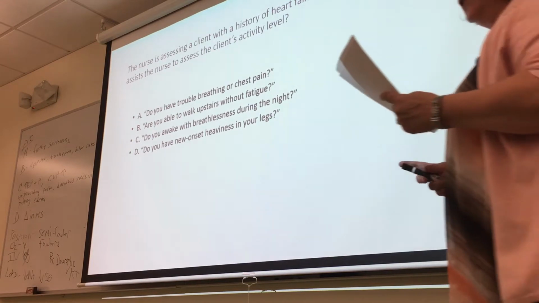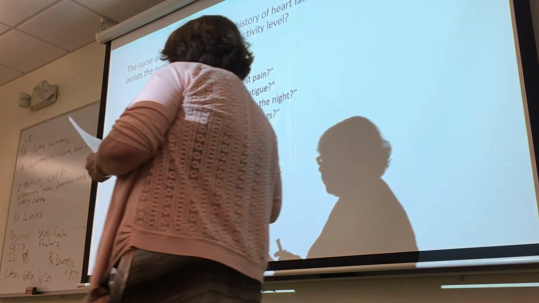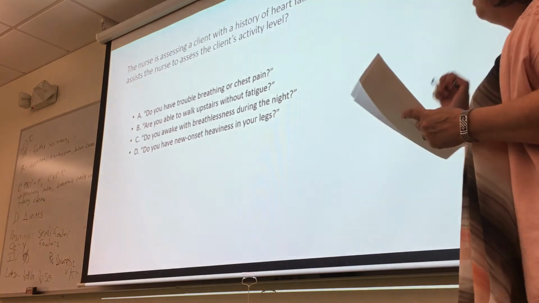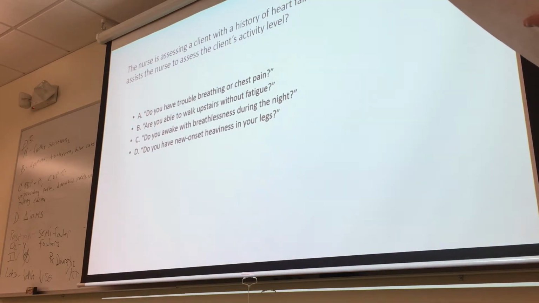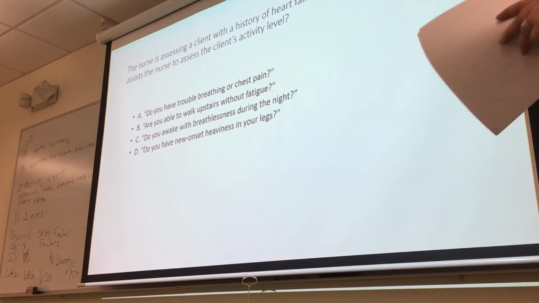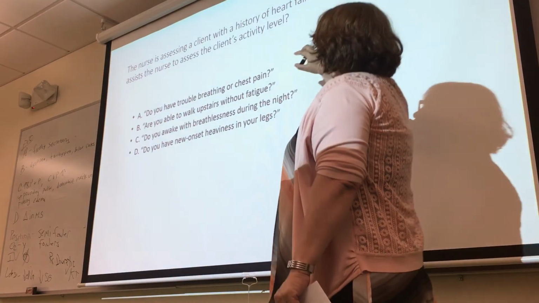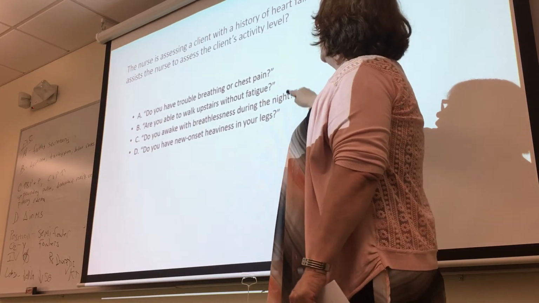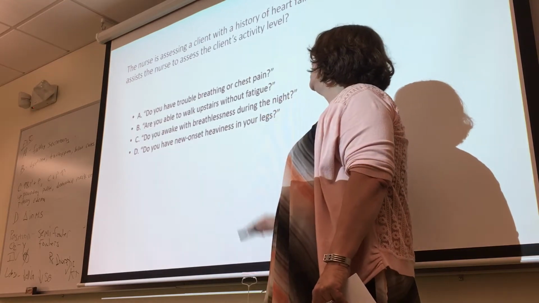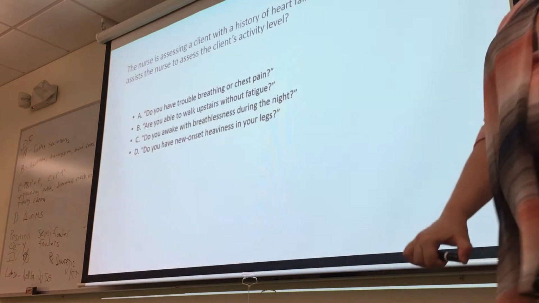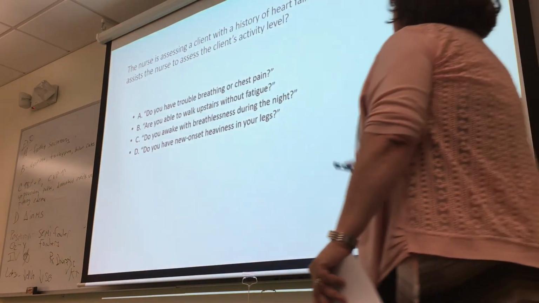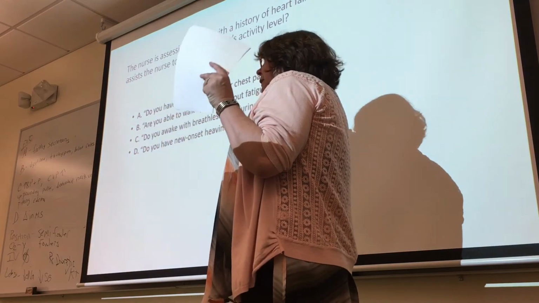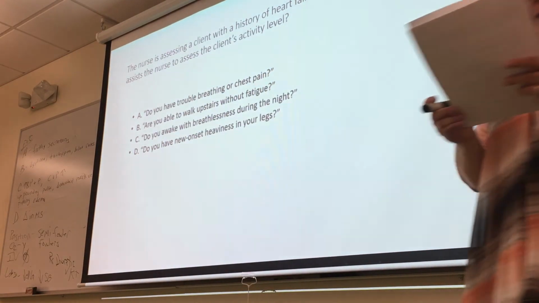All right, the nurse is assessing a client with a history of heart failure. What priority questions assist the nurse to assess the client's activity level? Again, really understand what it's asking. Heart failure, how do I know what their activity level is? A, do you have trouble breathing or chest pain? B, are you able to walk upstairs without fatigue? C, do you awake with breathlessness during the night? Or D, do you have a new onset heaviness in your leg? B is the only one that really contributes to activity level. So really make sure you know exactly what the stem of the question is asking.